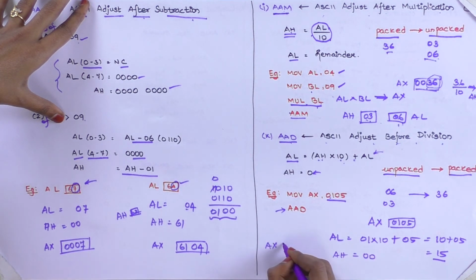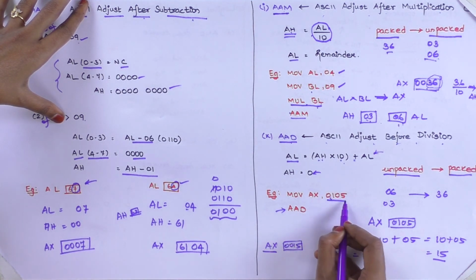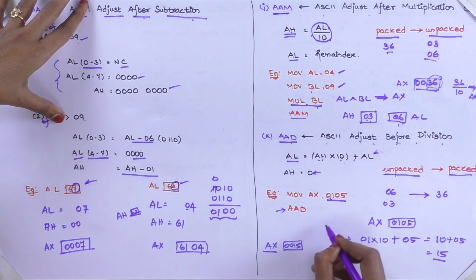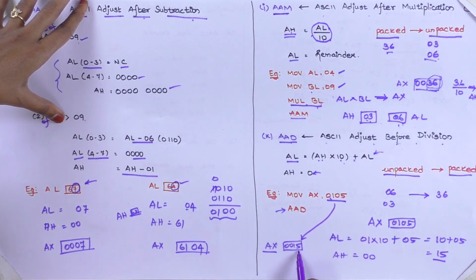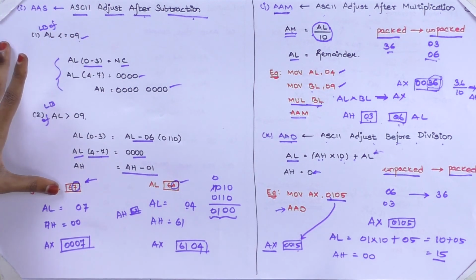After doing this instruction, 0015 will be stored in the AX register. So 0105 has become 0015. The unpacked number has become a packed number. Next we will see the logical instructions.